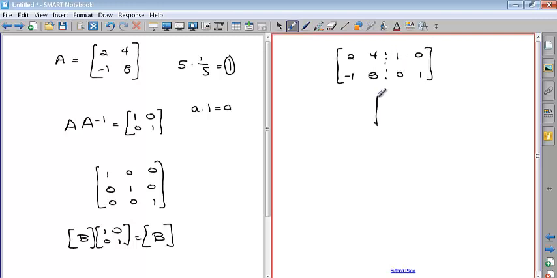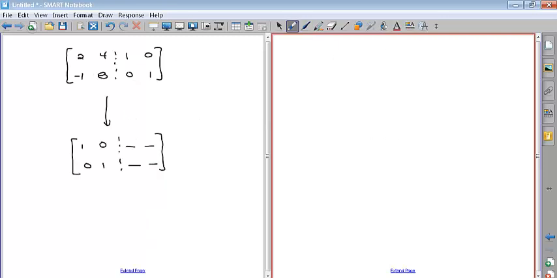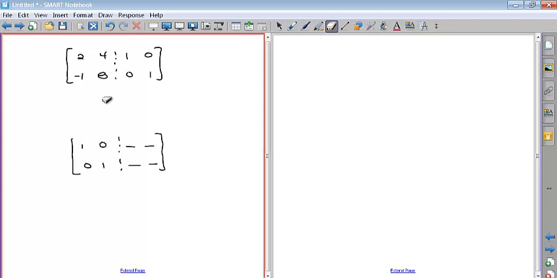And the procedure, what you're trying to get to, is very similar to what we did before: you want to transform this side into the identity matrix, and you get the results over here. And this part of the augmented matrix is the inverse. So you use the same procedure. You use row operations to go from here to here.